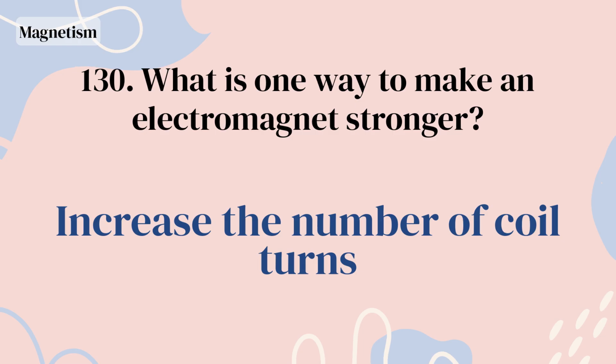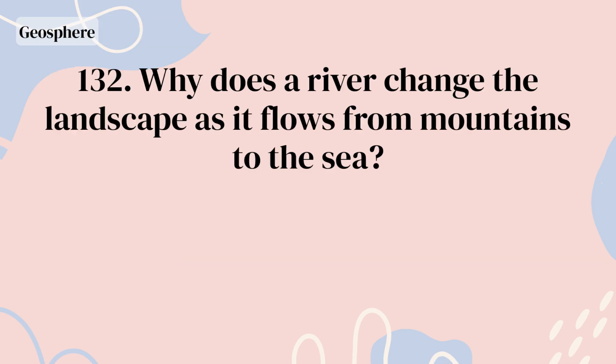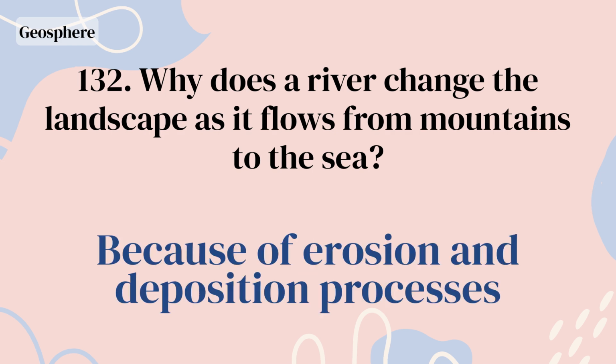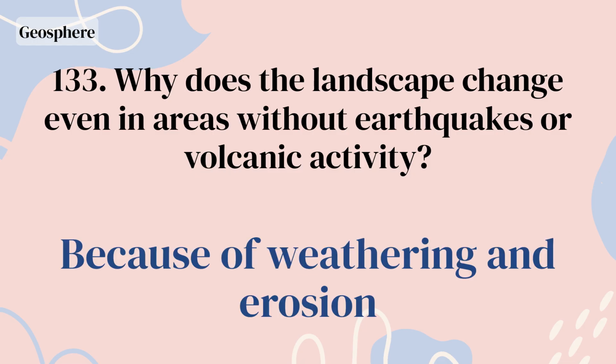What is one way to make an electromagnet stronger? Increase the number of coil turns. Why do water droplets form on a cold cup when water vapor is present? Condensation. Why does a river change the landscape as it flows from mountains to the sea? Because of erosion and deposition processes. Why does the landscape change even in areas without earthquakes or volcanic activity? Because of weathering and erosion.